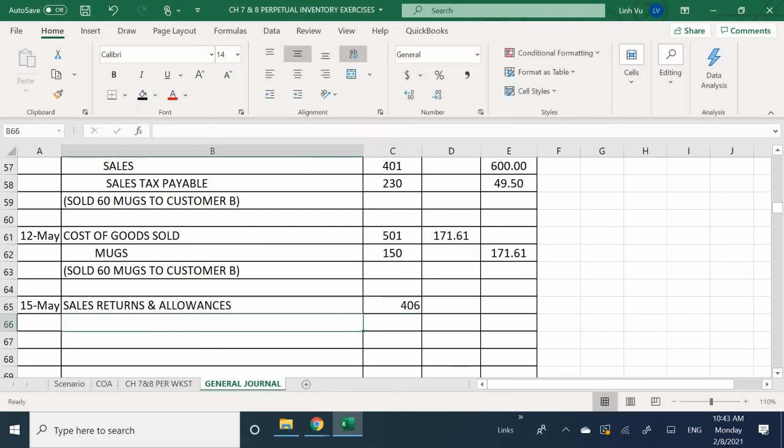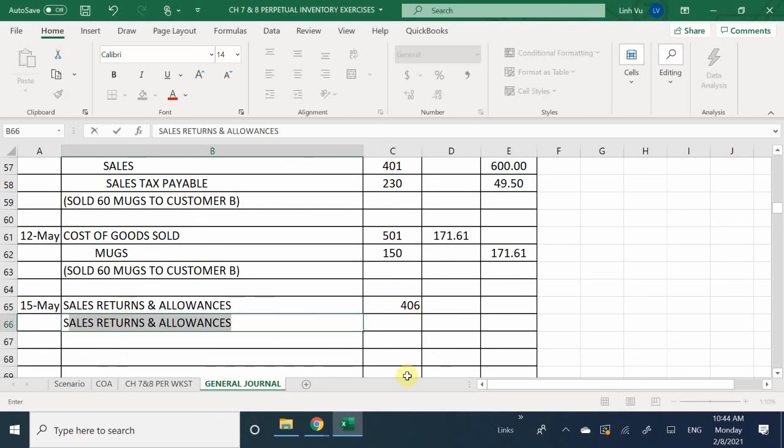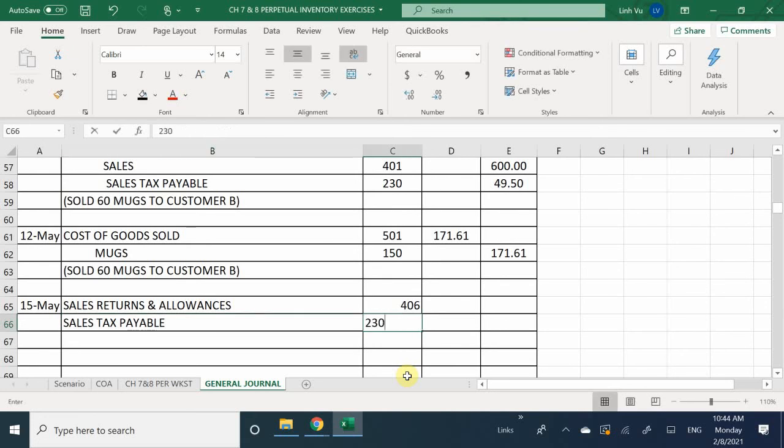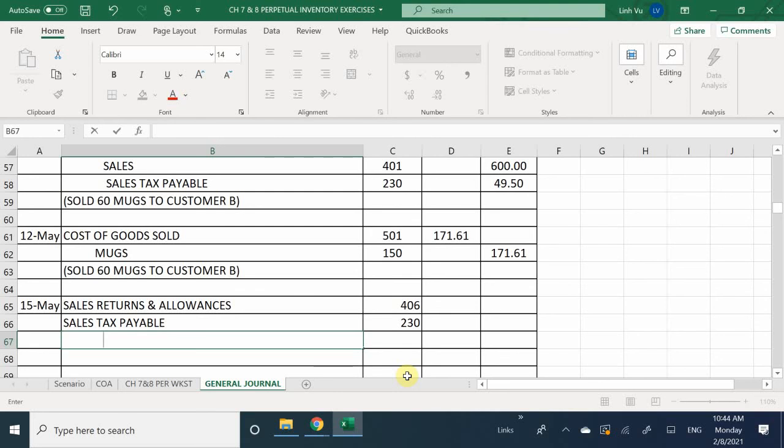Now, if we are returning items, what else do we have to return on top of that? Tax. Yes, we need to return the sales tax. Okay. And then lastly, how did customer B even pay us? On account? Yes, so we have to reduce the amount he owes us because he didn't pay us yet. He owes us money, so now we got to reduce the amount that he owes us.